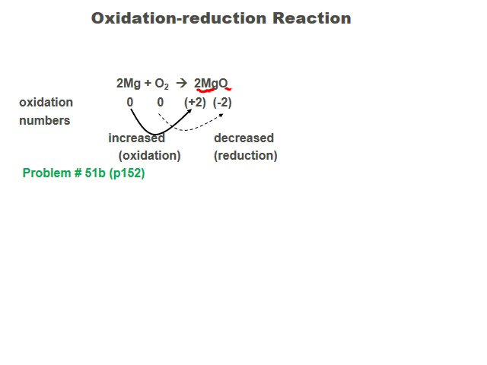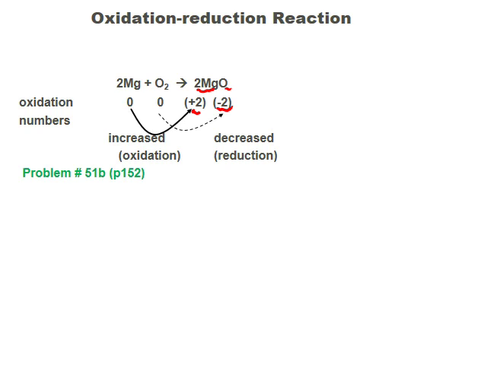So what you see here is magnesium starting with 0. As a result of the reaction, its oxidation number has increased to +2, and that's the oxidation process. On the other hand, oxygen, O2, begins with 0 oxidation number, and that decreases to -2. So the oxidation number is decreased, and it's a reduction process.